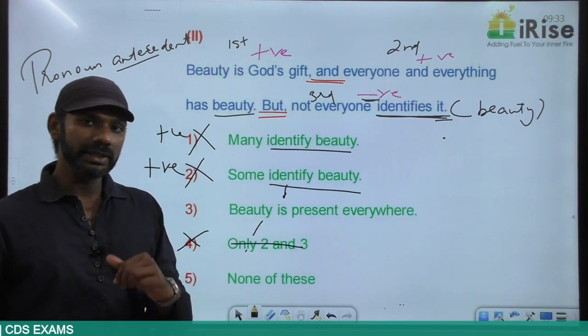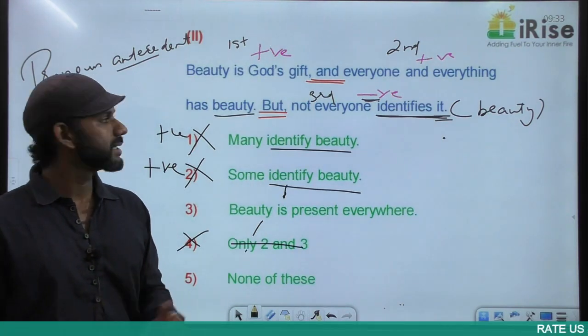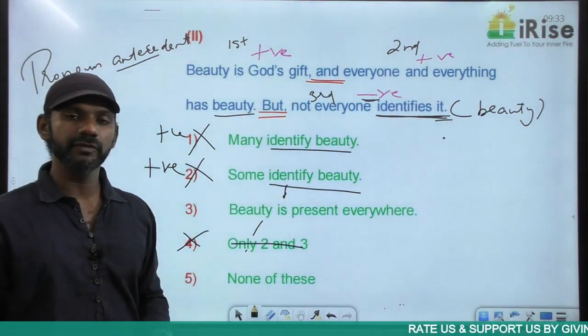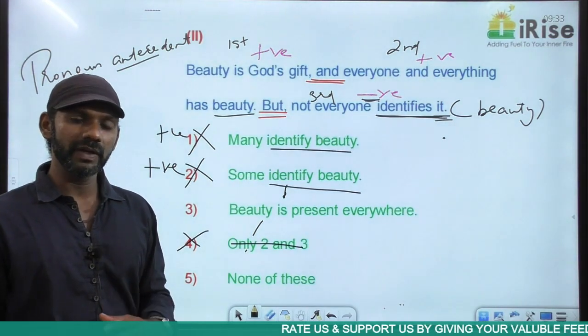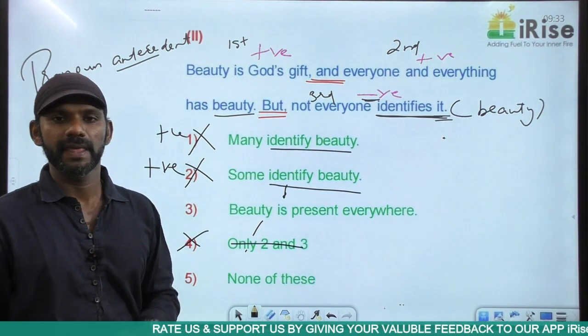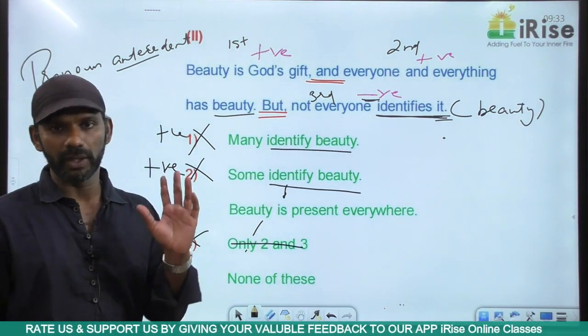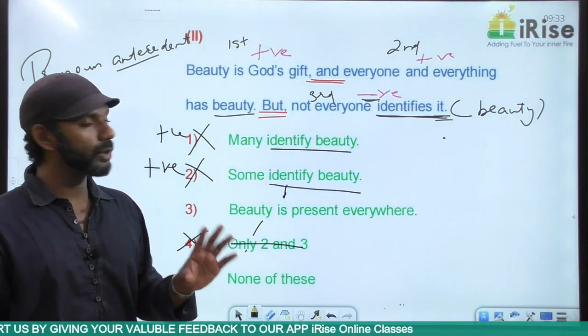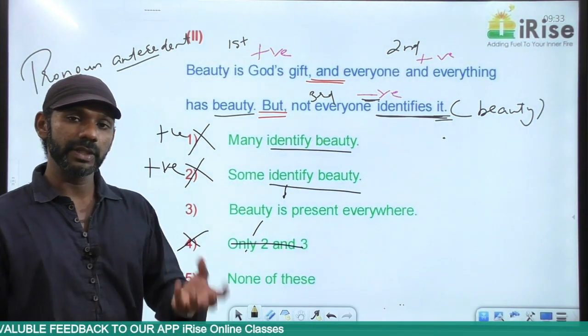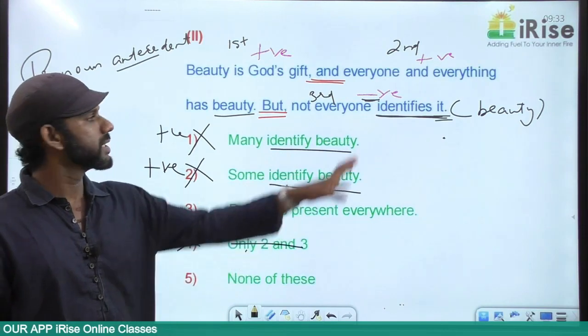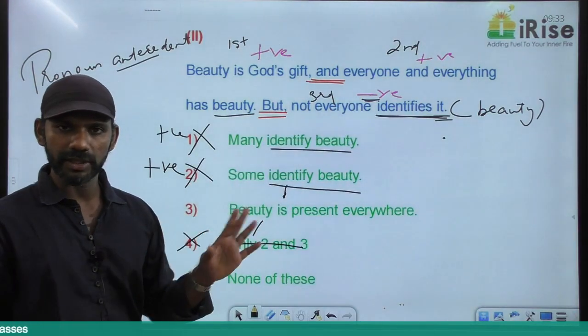Now here, I told you this earlier as well by discussing indicators. Not everyone identifies beauty. Not everyone does not mean some. Not everyone means no one. Even though you don't know the meaning of not everyone, you can eliminate the option based on the charge. Negative and positive will not go together.